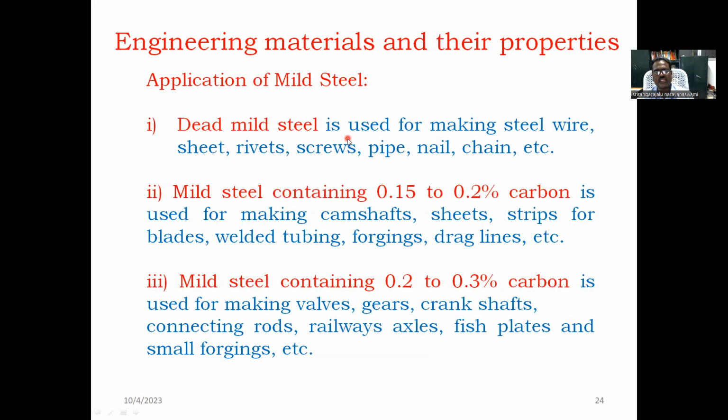Applications of mild steel. Dead mild steel is used for making steel wires, sheets, rivets, screws, pipes, nails, chains, etc. Mild steel containing 0.15% to 0.2% of carbon is used for making camshafts, sheets, strips for blades, welded tubes, forgings, drag lines, etc. Mild steel containing 0.2% to 0.3% of carbon is used for making valves, gears, crankshafts, connecting rods, railway axles, fish plates, and small forgings, etc.